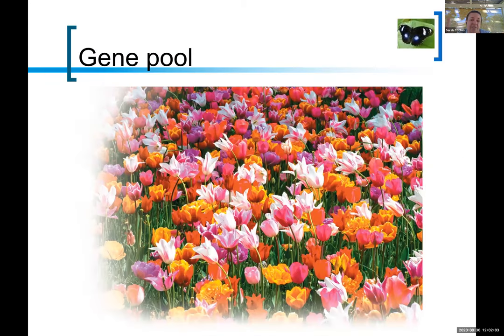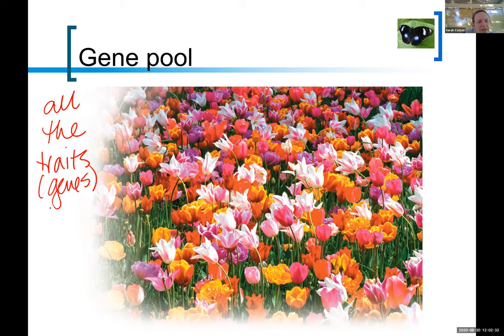Another term that we need to talk about is the gene pool. One of the things that we have been talking about is the fact that natural selection acts on populations, right? And so a population is what's changing over time. The term gene pool describes all of the traits, genes essentially, in a population. So we can say that natural selection often results in changes in the gene pool.